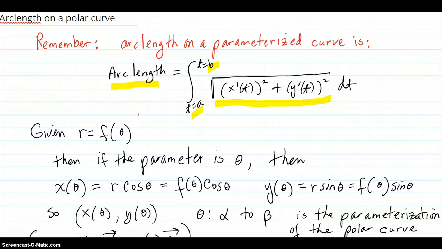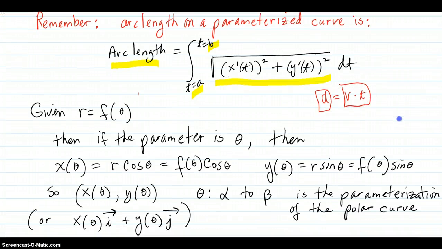So just to remind you, distance is basically velocity times the time. That's why, if you're trying to find a total distance, you should be adding up velocities times time increments.